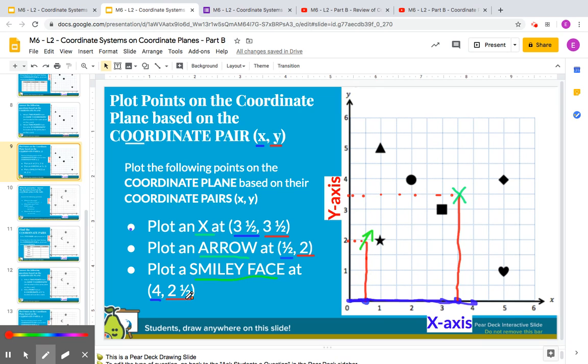And now I'm going to go up 2.5 because my y is 2.5: 1/2, 1, 1.5, 2, 2.5. And that checks because it's the tick mark in between 2 and 3 that represents 1/2. And at that spot, I'm going to put a smiley face.